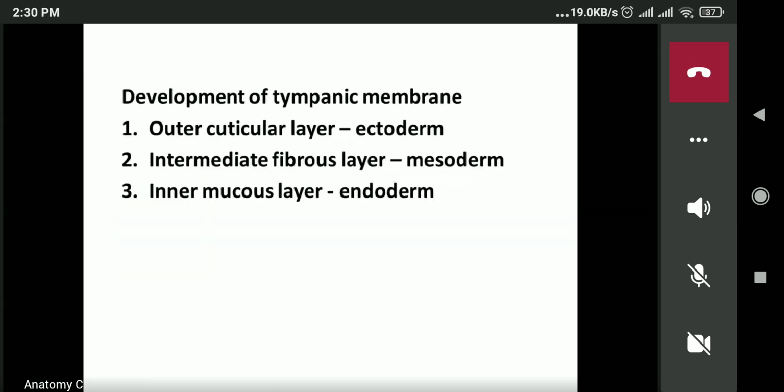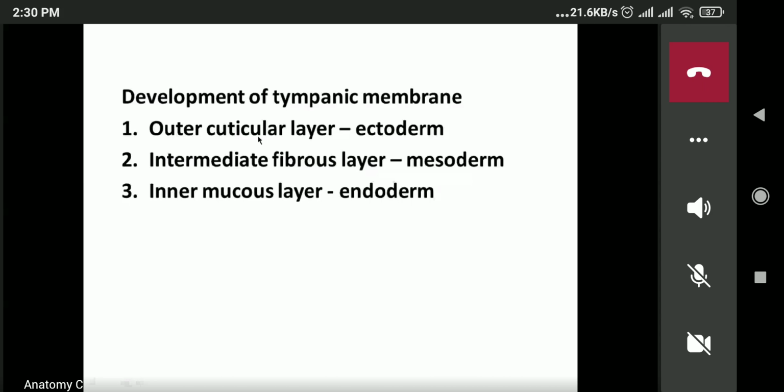Now another part is development. I think it will be dealt with in the development of the ear, but still this is very important: the development of the tympanic membrane. It is important in MCQs as well as in practicals, so I don't want to miss it. The tympanic membrane consists of 3 layers. The outermost is the cuticular layer, the intermediate is the fibrous layer, and the innermost is the mucous layer.